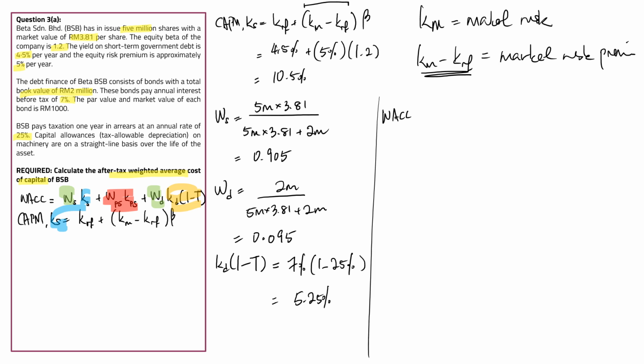Alright, now we have all the required components. So WACC, which is the weighted average cost of capital, is WS KS plus WD KD (1 minus T). Let's plug in the figures. WS is 0.905 times KS is 10.5% plus 0.095 times the cost of debt we found earlier, 5.25%. And finally, we will get the amount 10%.